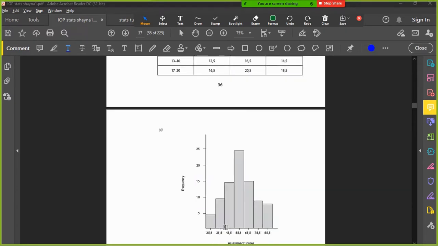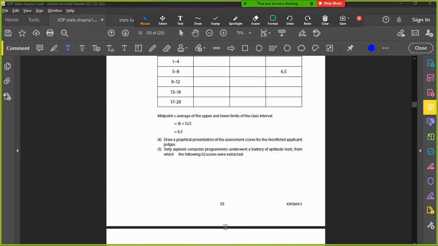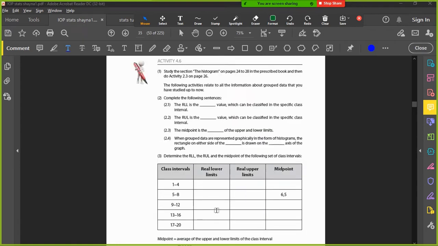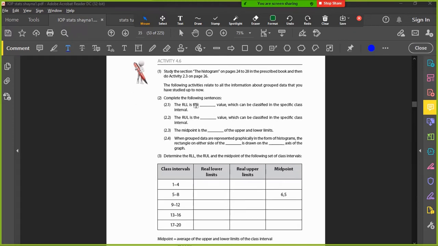I think maybe we missed the answers. Does it give me the answer? I think maybe we should go over one or two examples, just do one or two, and then I can go over it afterwards by myself. Okay, so let's read it. Activity 4.6.